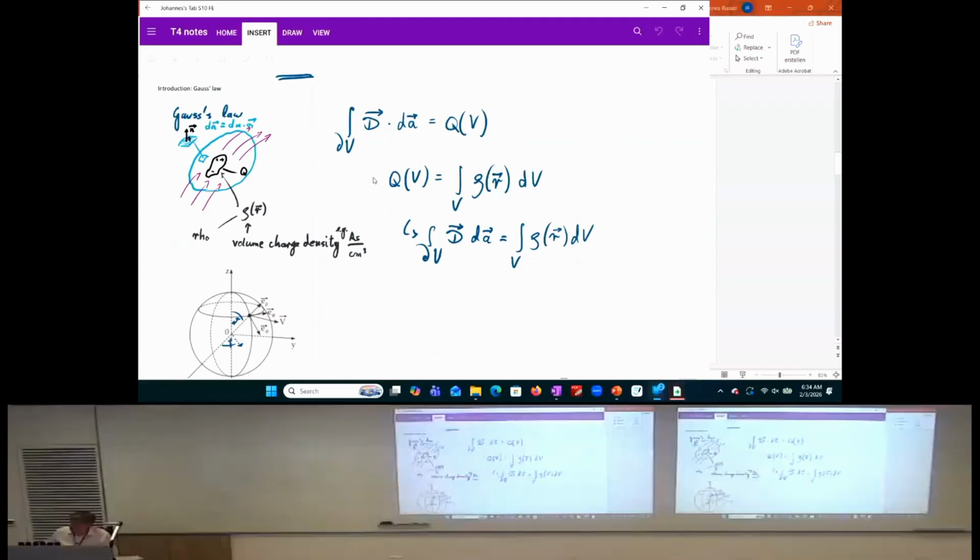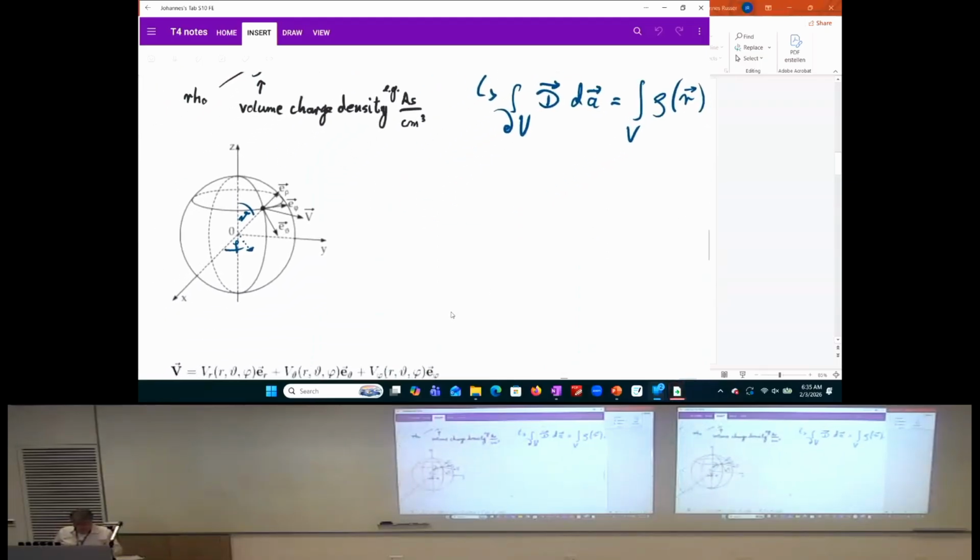At the same time, if we work with the space charge density, then we also know that the charge included in this volume is obtained by taking the volume integral over rho. That is the total charge included. So we can equate these two sides here.